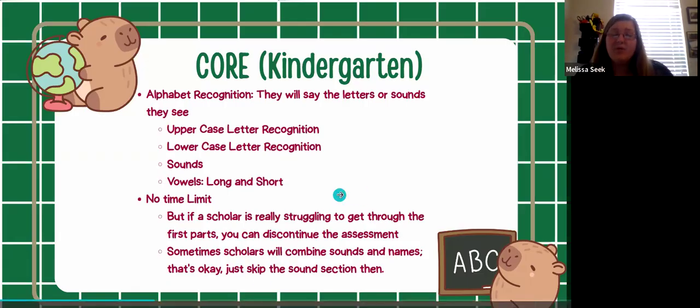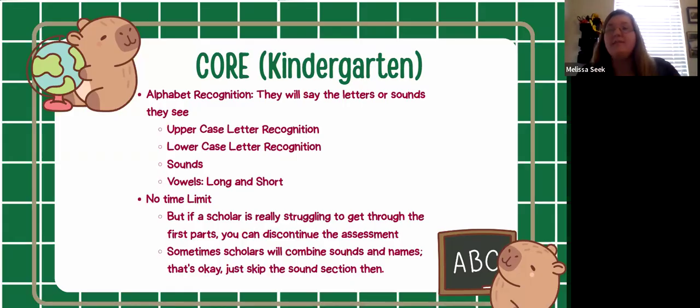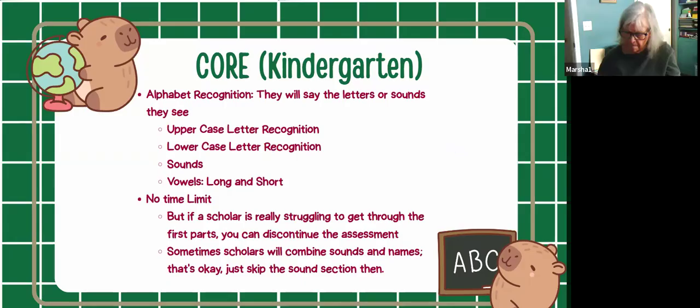Another thing is sometimes they will combine. Like I said, a scholar will look at it and be like, A, ah, like they know that A is ah and B is b. That's great. Then you don't have to give the sound assessment again. You can just count it for both. You can make a note like, okay, they know what the sounds make and they got them all. Does that make sense?